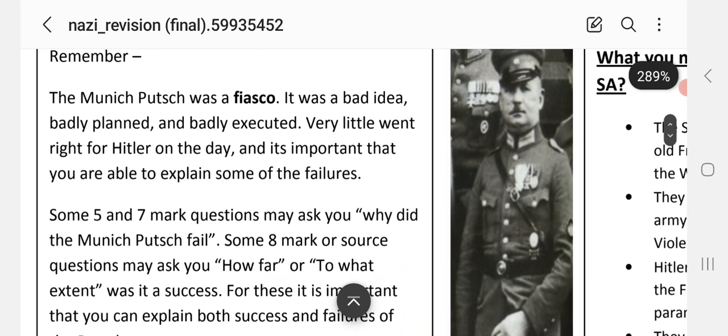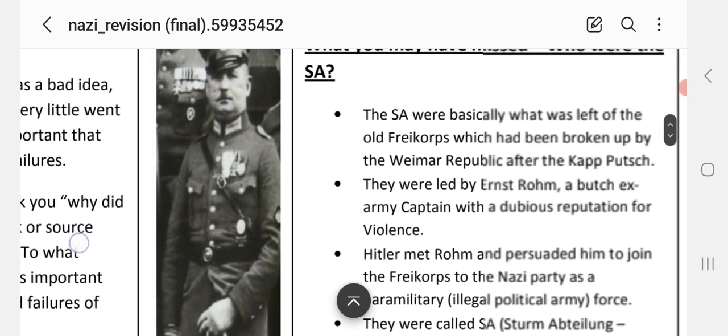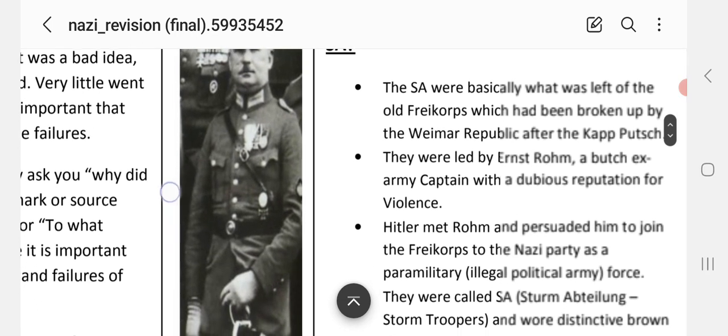Remember, the Munich Putsch was a fiasco. It was a bad idea, badly planned and badly executed. Very little went right for Hitler on the day, and it's important that you are able to explain some of the failures. Who were the SA?